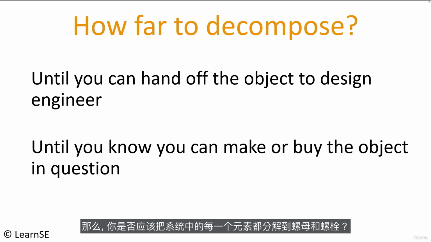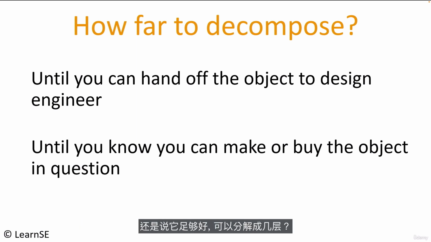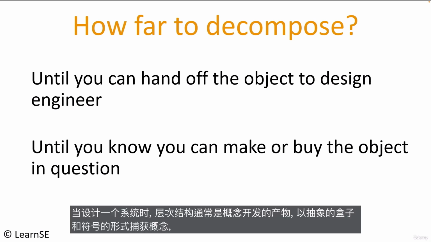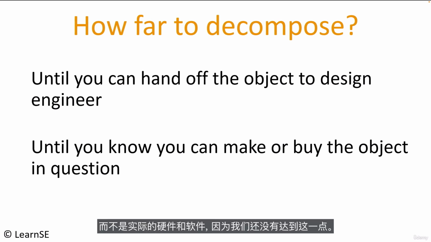One question that's often asked is, how far should you decompose your product or your system hierarchy? Should you break down every single element within your system all the way down to the nuts and bolts, or is it good enough to break it down a few layers? The answer to this depends on the purpose of the hierarchy. When engineering a system, hierarchies are typically a product of conceptual development, capturing the concept in the form of abstract boxes and symbols rather than actual pieces of hardware and software, because we haven't gotten to that point yet.